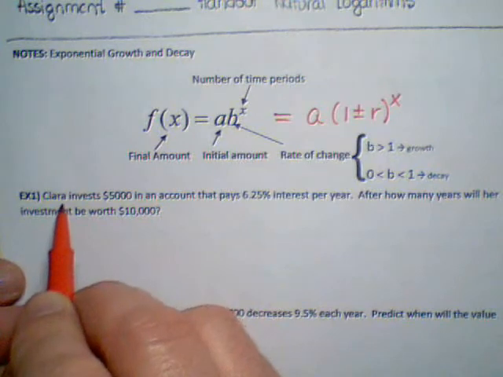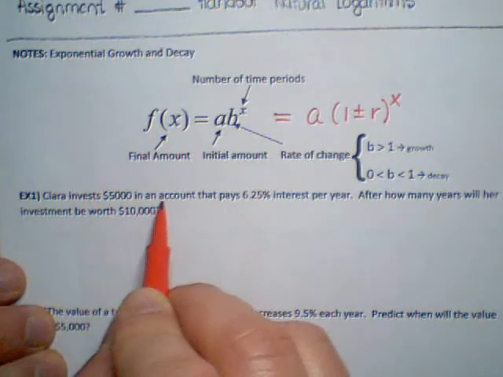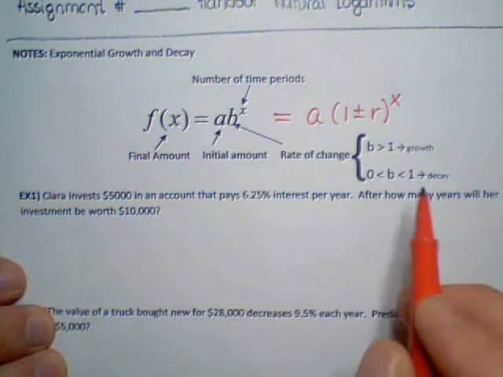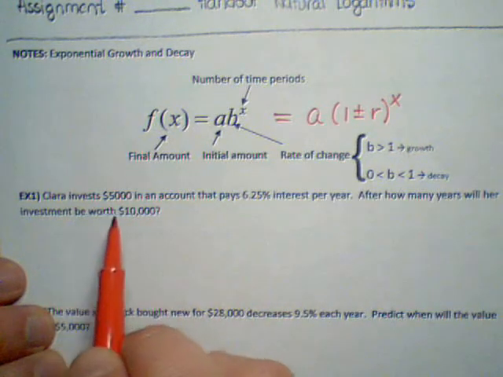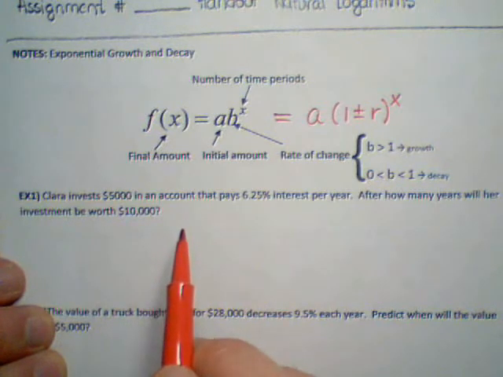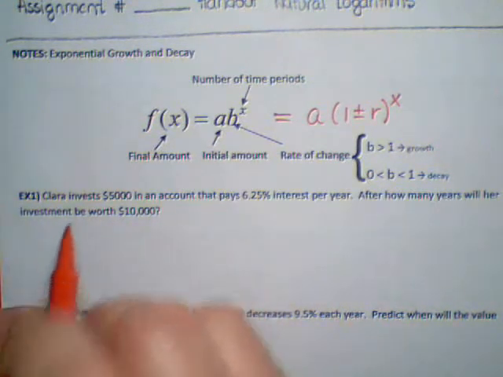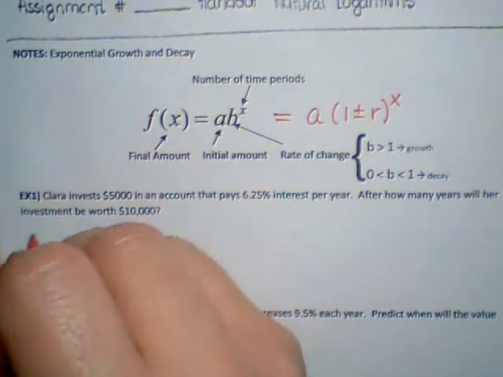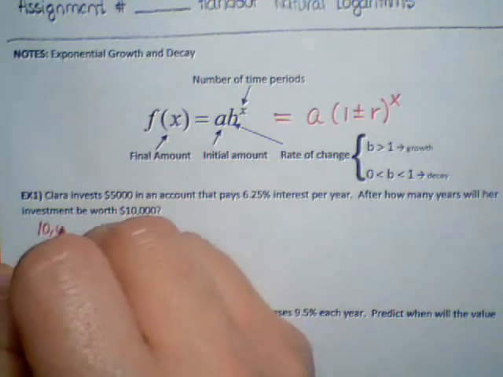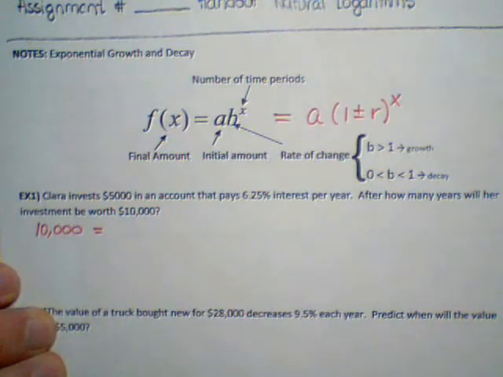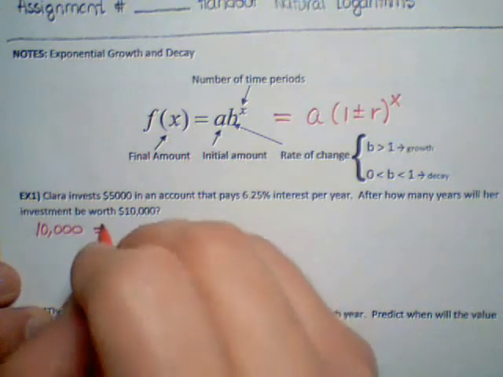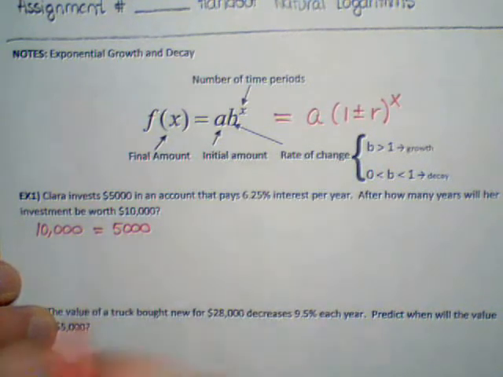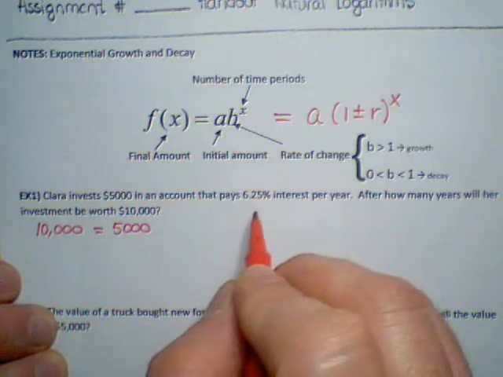Example: the first problem says Clara invests $5,000 in an account that pays 6.25% interest per year. After how many years will her investment be worth $10,000? Well, first thing we need to ask is, what is our final amount? Final amount is $10,000. What is our initial amount? Initial amount is $5,000.